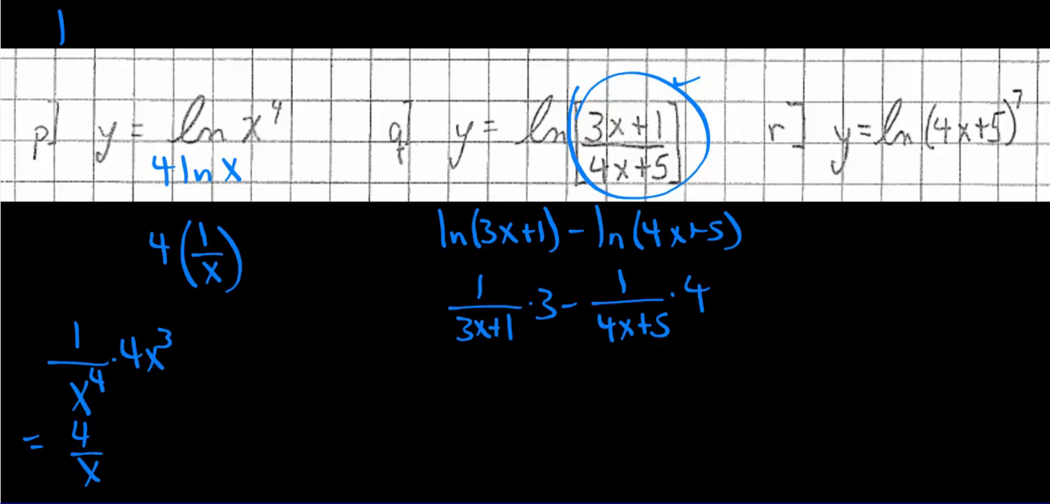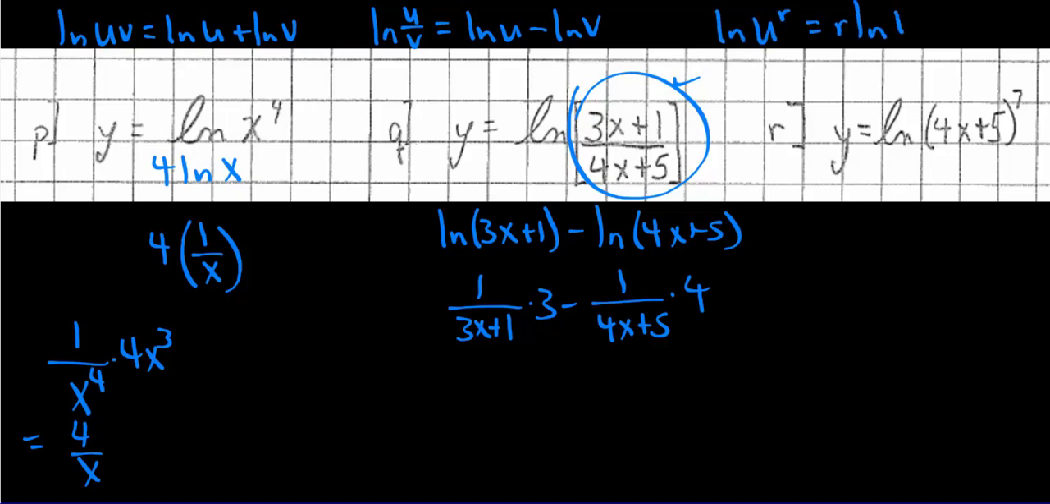If you use these properties of logs, that makes things a little bit easier. Remember, we've got log of uv is equal to log u plus log v. We've got log of u over v is equal to log u minus log v. And then, of course, we've got log of u to the r. These are important properties. So over here, you've got 7 log 4x plus 5. Now we take the derivative. 7 times 1 over 4x plus 5 times 4.